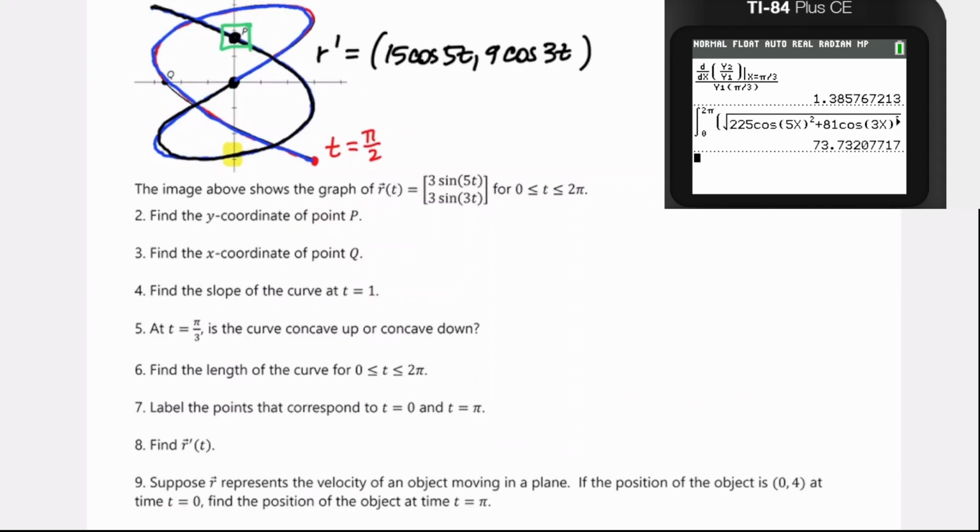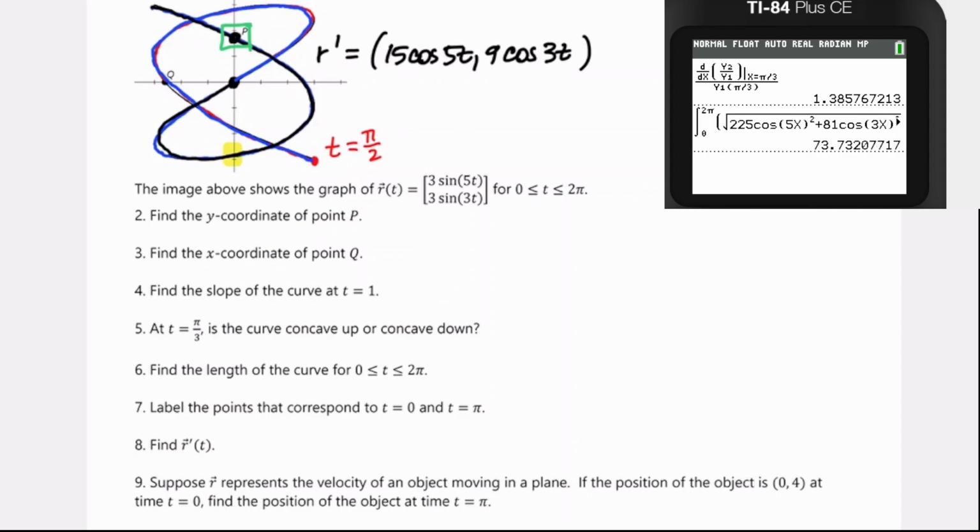All right, and the position of those problems 7 and 8, I feel like this wanted to be number 1 and 2, or like 2 and 3, like the first two. I'm really not sure what's going on here. This is a weird problem set. We've already done that. We've labeled the points that correspond to t equals 0 and t equals pi. We've found r prime of t many times. So I'm just going to move on to 9.